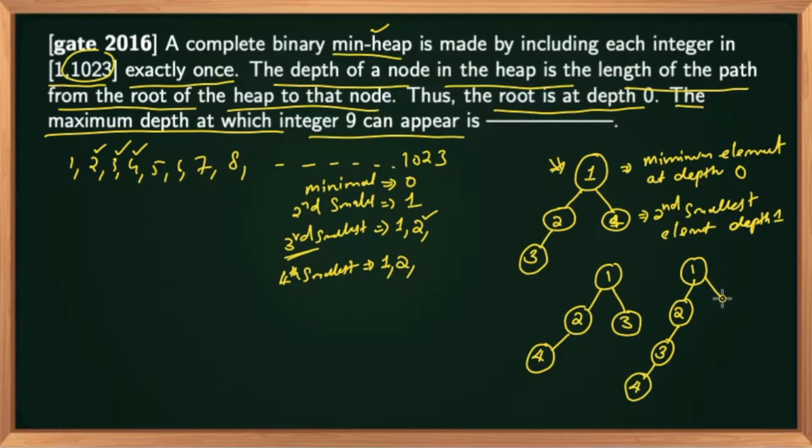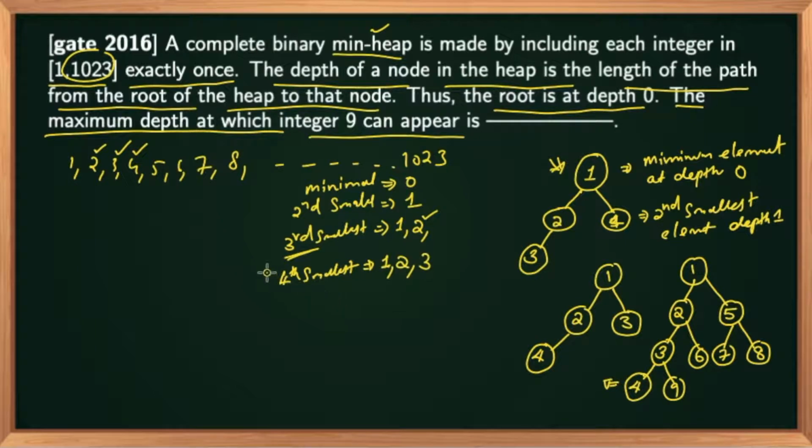Okay, then I can place some numbers here. For example, I can have 5 here, right? Then here also I can have 6. Here I can have 7. Here I can have 8. Right? Here I can have 9. So what I'm saying is the fourth smallest element can be at depth 3.